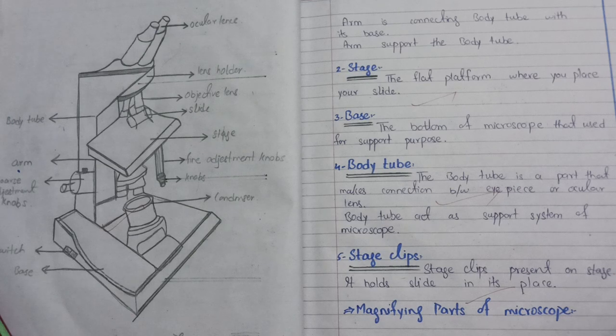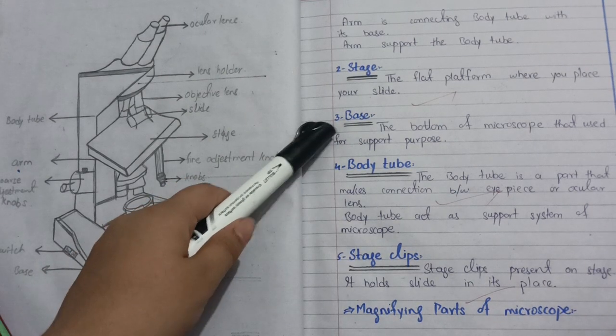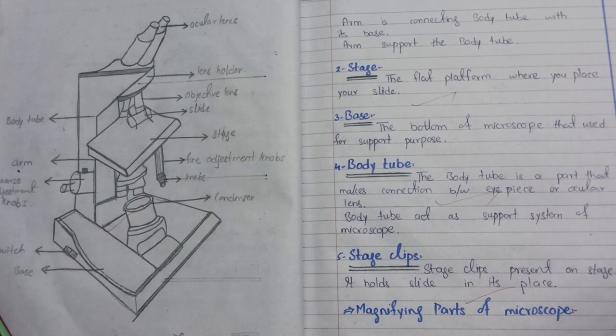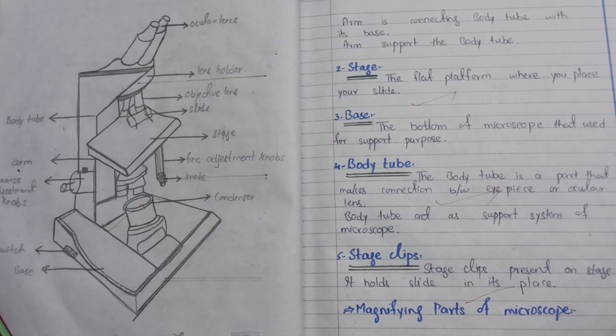So these clips are very important because they don't allow the slide to move. They fix the slide at one place. Then there is the base, which is the bottom of your microscope, and it has the purpose of supporting your microscope. And then the body tube is also present. It is a part that connects the eyepiece and the ocular lens. So the body tube acts as a support system of your microscope. As you can see, all the mechanical parts of the microscope are doing the function of supporting your microscope.